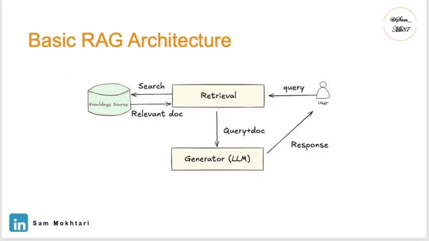This is the architecture of a basic RAG system. As you can see, there are three main elements in this system. We have the retrieval part, the generator part, which is a large language model, and the knowledge source. Whenever there is a query from the user, the retriever uses that query to find relevant documents and data from the knowledge source, and then it adds that context to the query and asks the generator, or the model, to generate the response to the user.